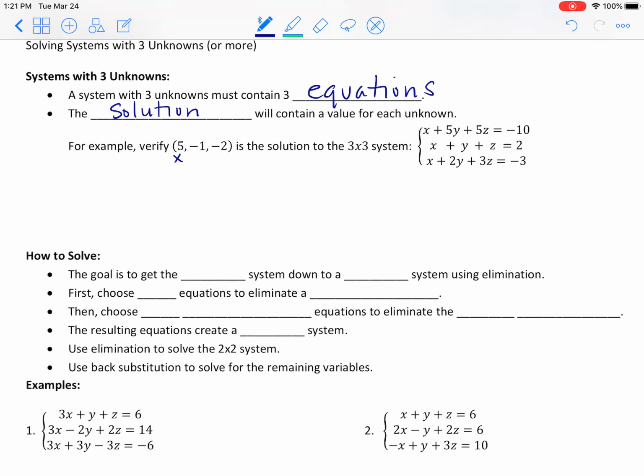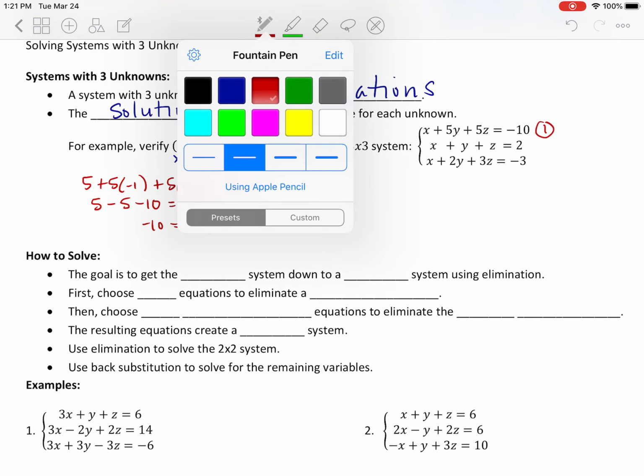So 5 represents the value for x, -1 represents the value for y, and -2 represents the value for z. So we're going to check this by plugging in 5, -1, and -2 for x, y, and z into each of the equations. So I'm going to start with the first one. We'd be looking at x, which is 5, plus 5 times y, or -1, plus 5 times z, which is -2. And if this checks out, all of that should equal -10. So we have 5 minus 5 minus 10. And the 5 and -5 cancel. And in fact, -10 does equal -10.